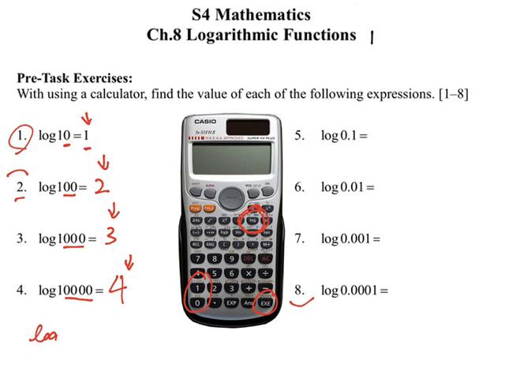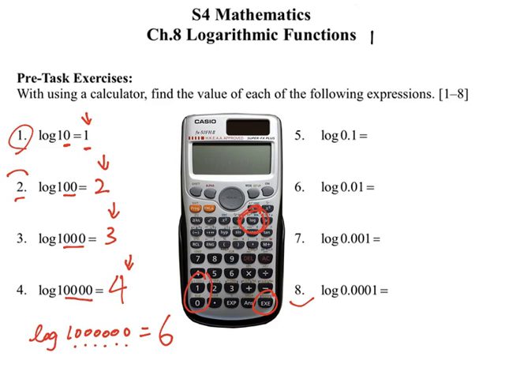So for example, 1 million. So what is the answer? Actually, you can check it. 1 2 3 4 5 6, 6 zeros. So the answer is 6. So easy.